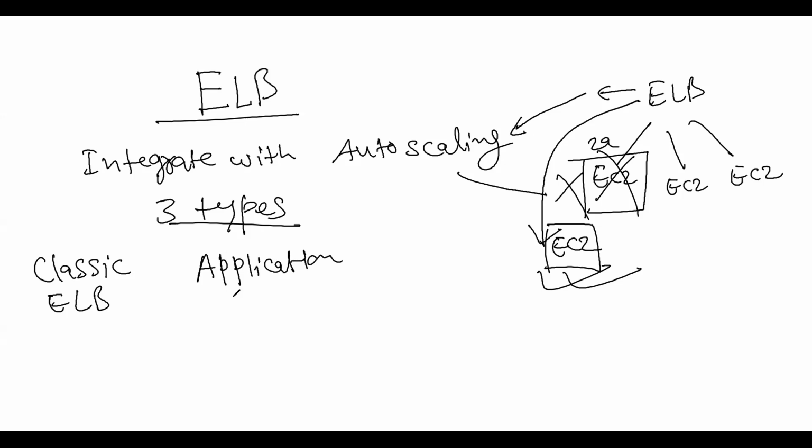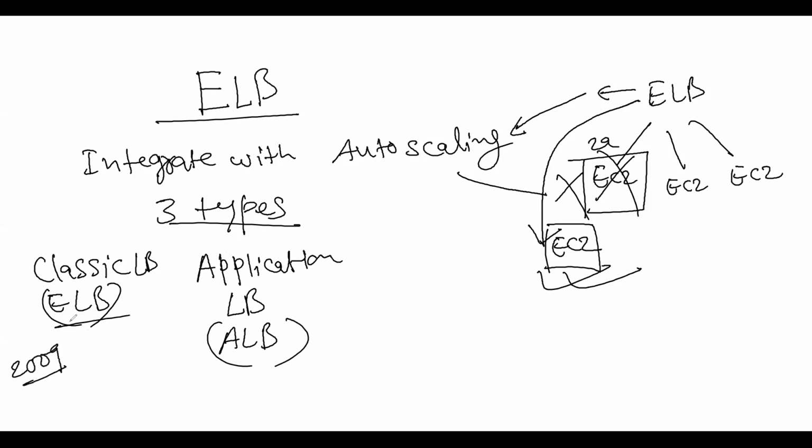Now I can say application load balancer. So application load balancer, that is actually ALB. This classic LB is the first one. Initially it came around 2009 or something. So from that time onwards this is there. Later the application and network LB came, but this is the original one, right?